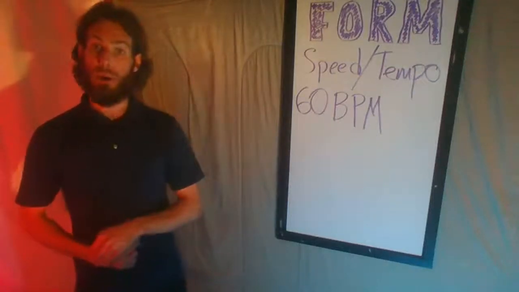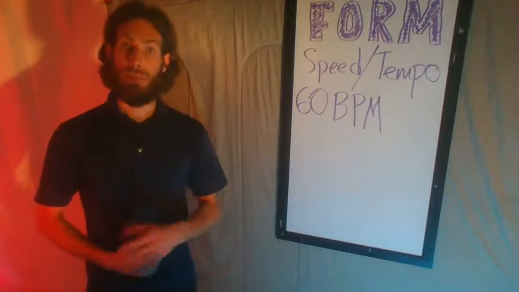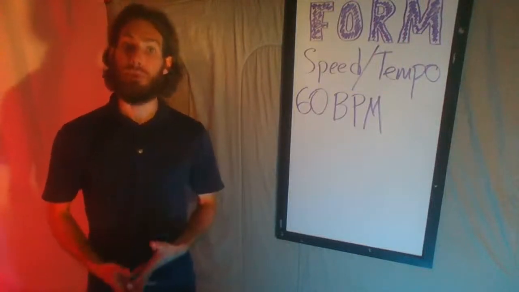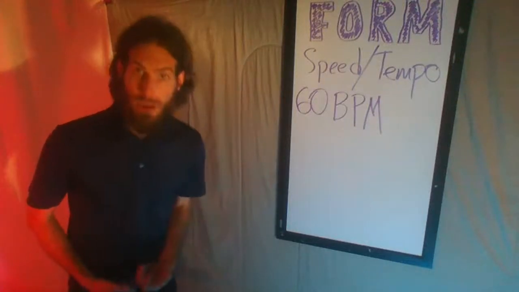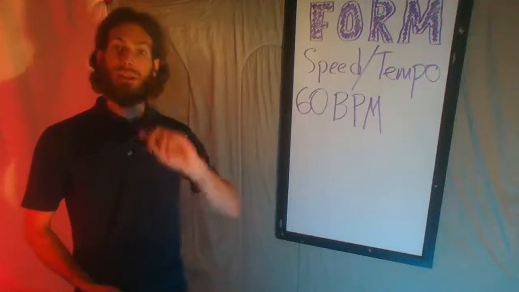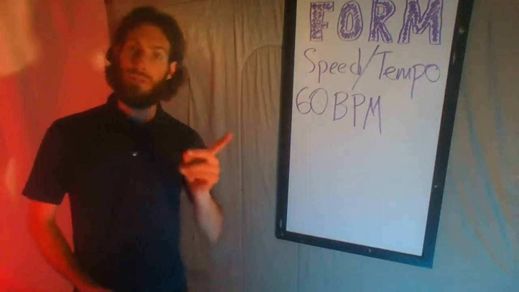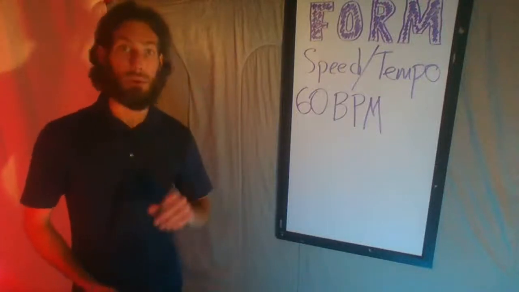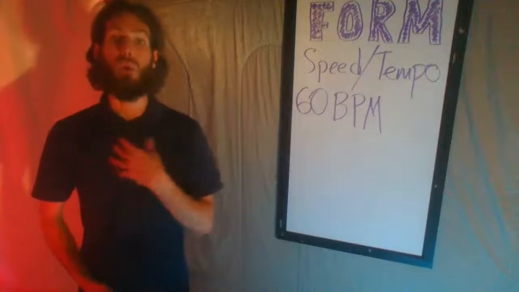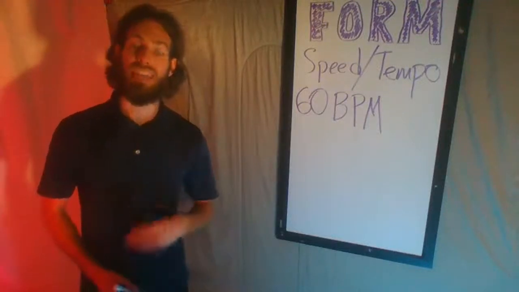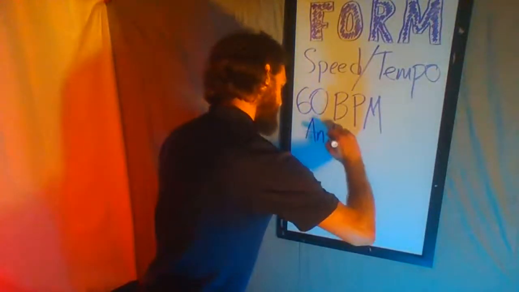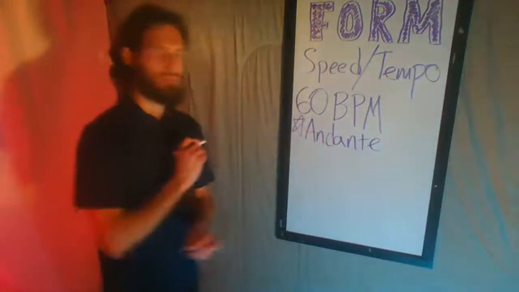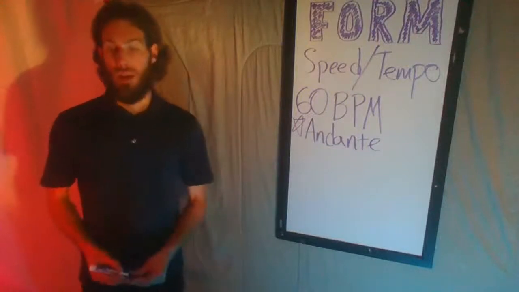So if we have 60 beats per minute, one beat per second, this is a pretty slow tempo. Just think about the second hand on your clock, if you still have one of those. That's about how fast you would count your heartbeat. One, two, three, four. That's your heartbeat for 60 beats per minute. We're going to call this walking speed. A musical word for this is andante. All right, so that's like walking speed.